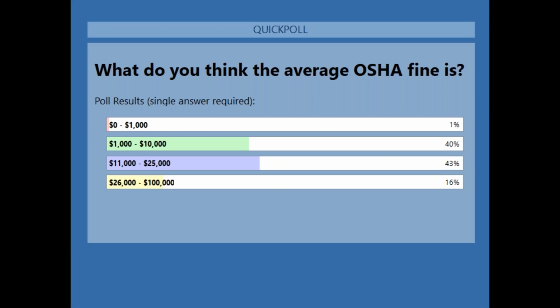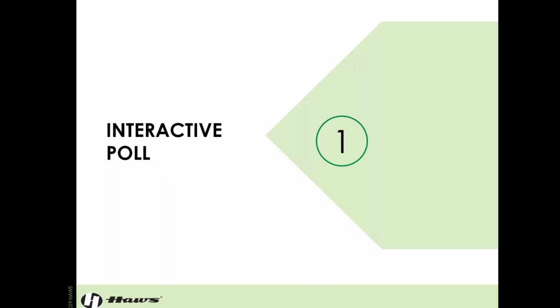So the top answer today for the average OSHA fine estimates was $11,000 to $25,000, followed by $1,000 to $10,000. Then a good percentage of you put $26,000 to $100,000, and then only 1% putting $1,000 or less. So kind of all over the place, which is kind of where their fines are at.